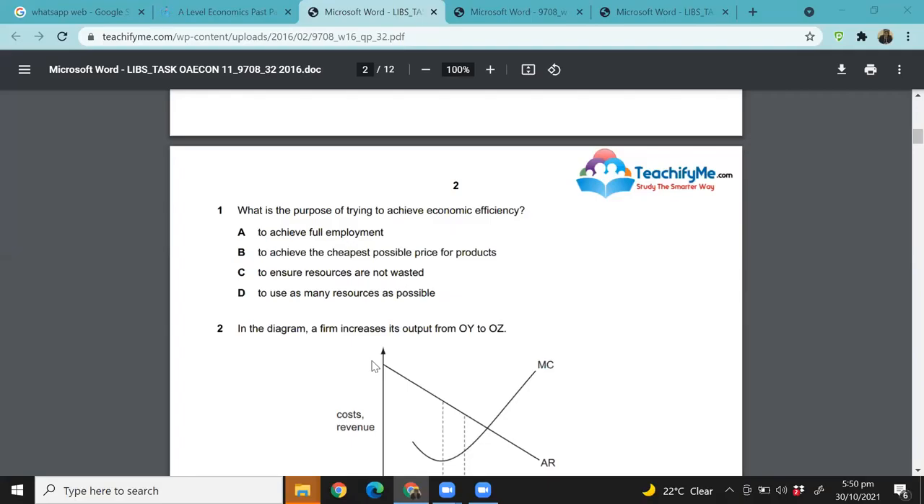So what we'll do basically is that we'll read the question together. You'll tell me what you think is the answer, and I'll tell you what I think is the answer, and then we'll check it from the marking scheme.